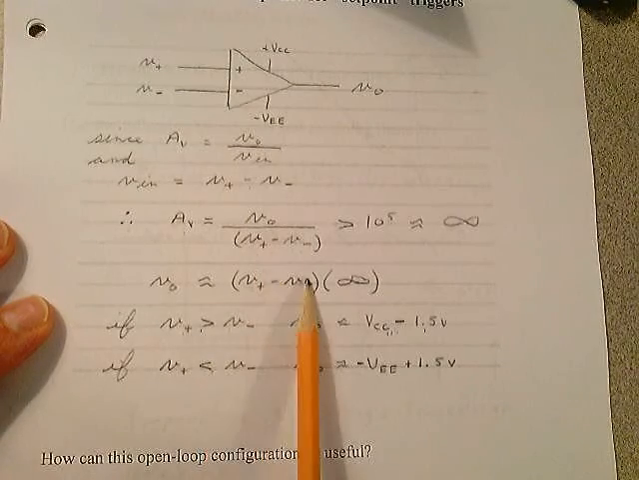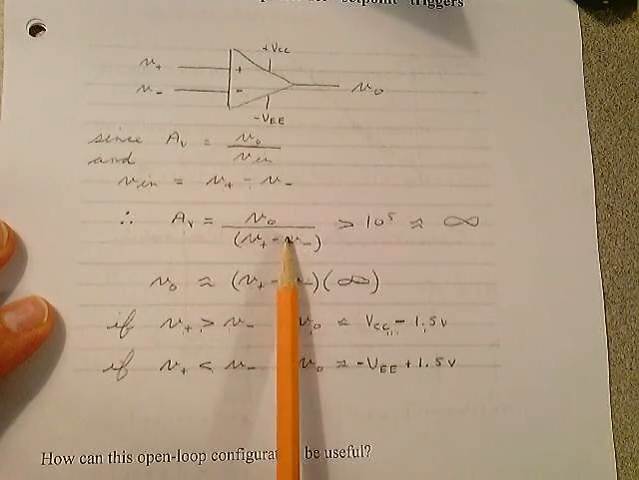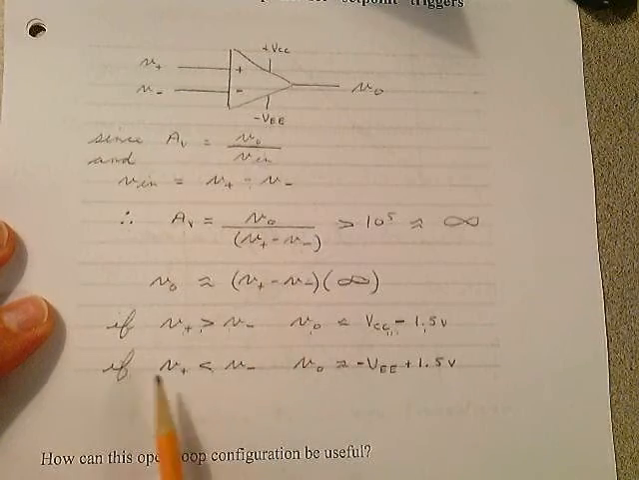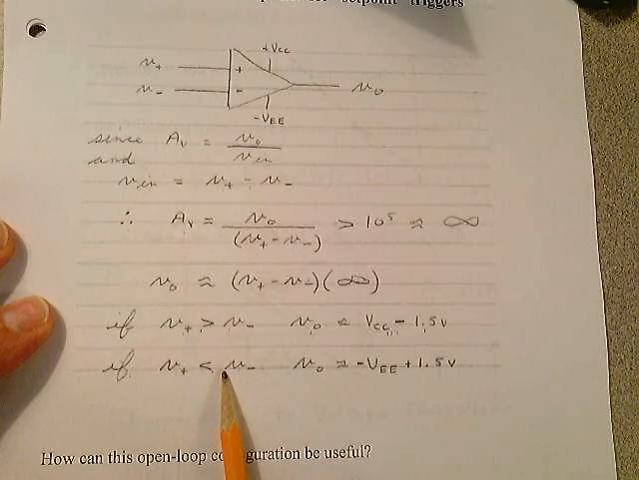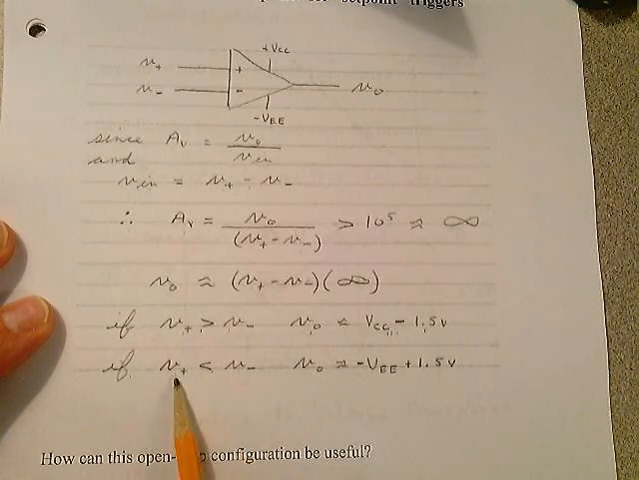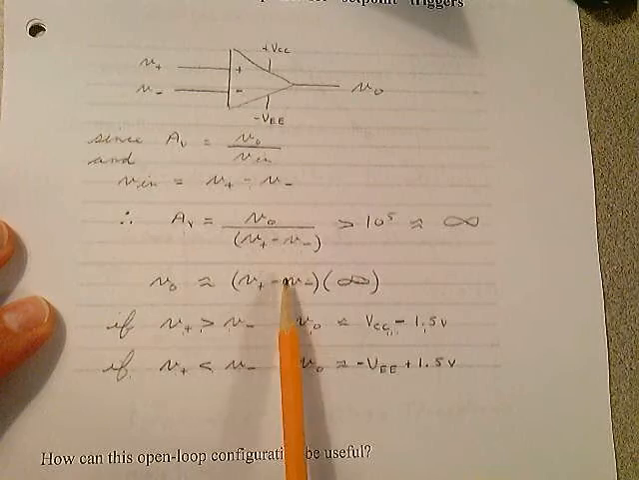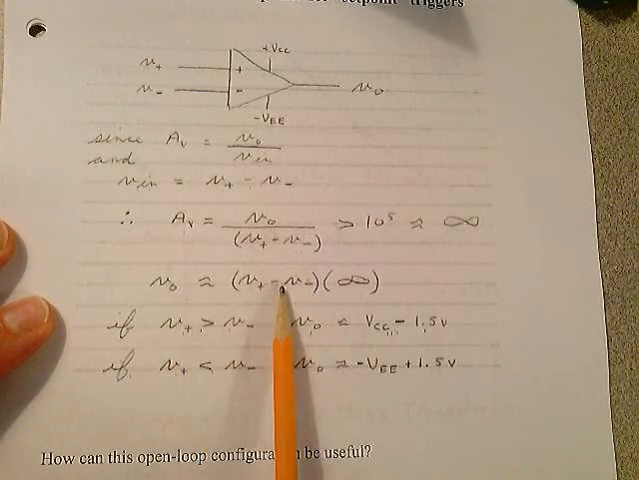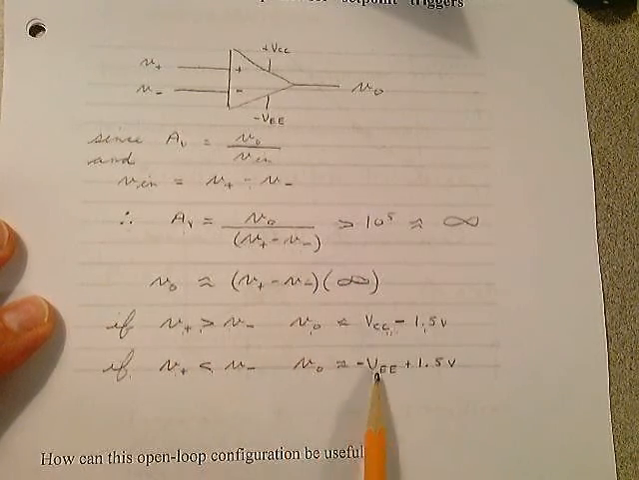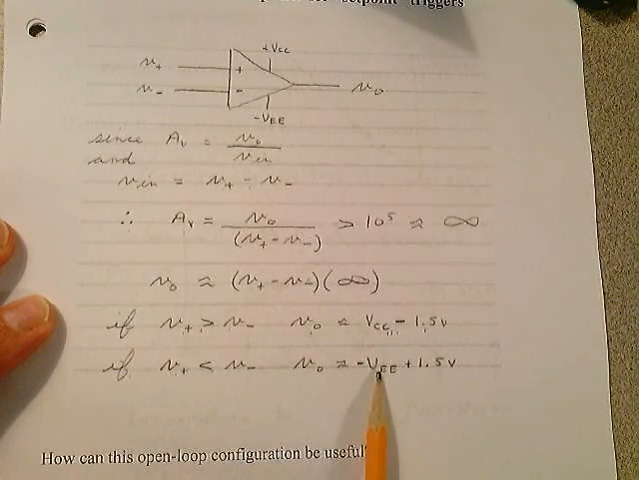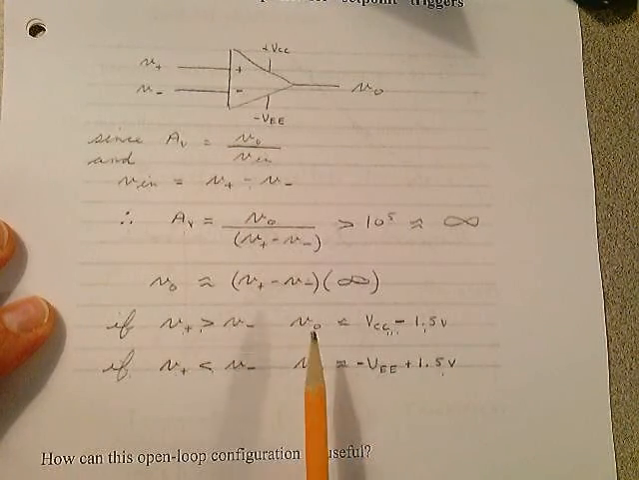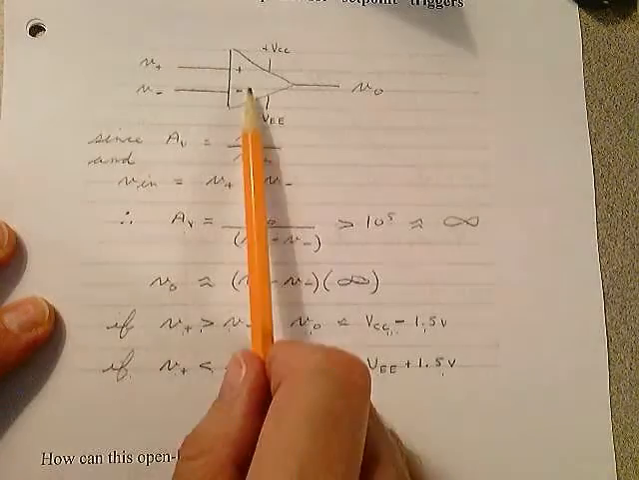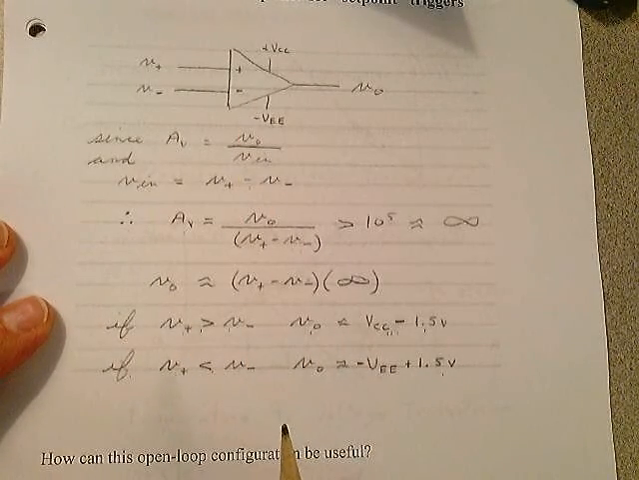What about if this quantity is negative, even the slightest bit negative? Well, if V plus is less than V minus up here, no matter how minute, this is going to be a negative quantity. And the output will be some minute negative voltage times infinity. It's going to slam to the negative rail, VEE. V out will be approximately negative VEE. It won't get there. It'll get within 1.5 volts of it. We're going to use this characteristic of that open loop gain in the next circuit.